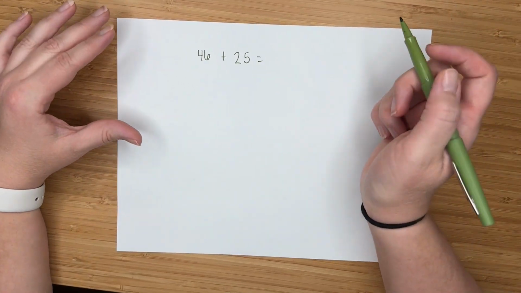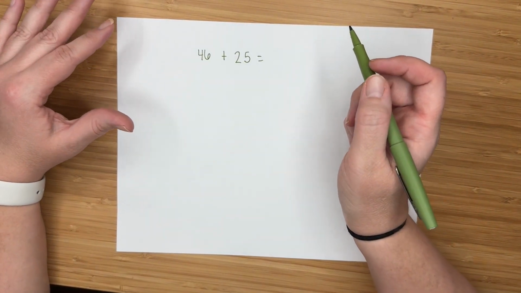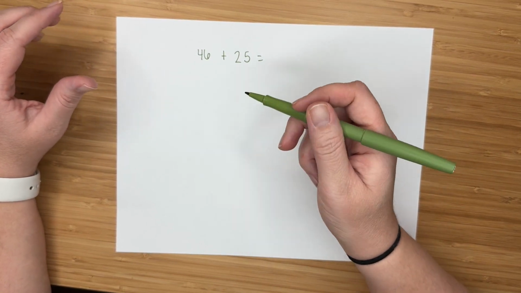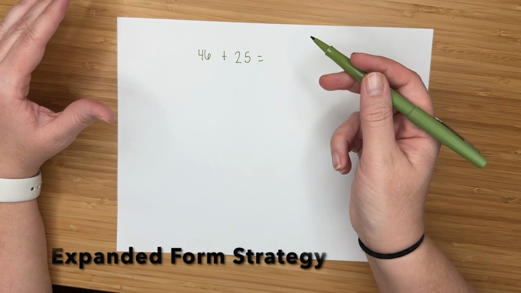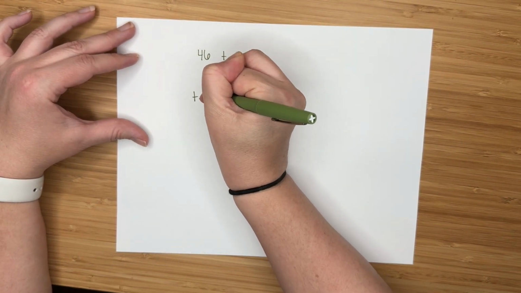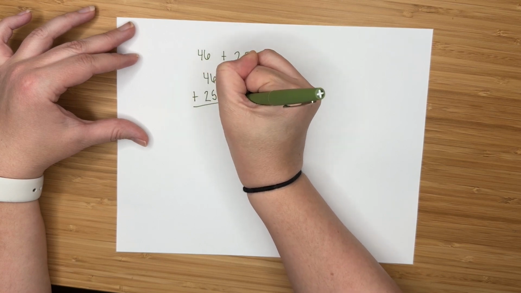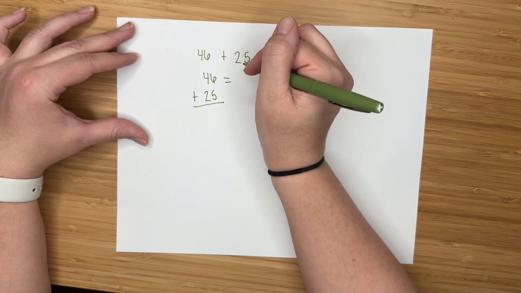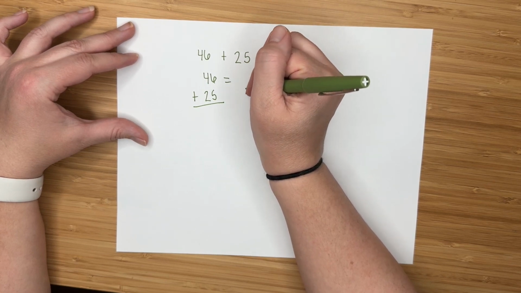At one of the schools I was at, expanded form was a really big deal. And one of the standards that we had was that students needed to be able to add with expanded form. So the way we did this is we would stack the numbers and say, okay, we have 46 plus 25. And then what they would actually do is stretch out the numbers. This is very similar to break apart, like it is break apart. It's just a different way of writing it.